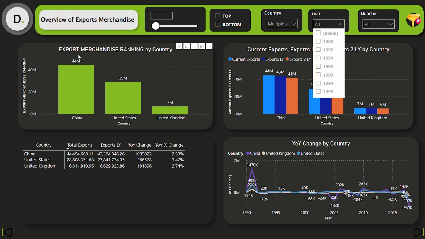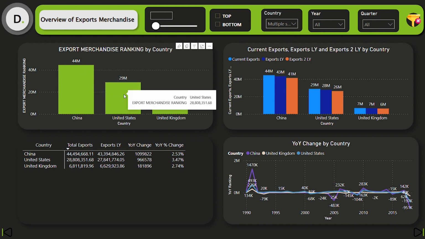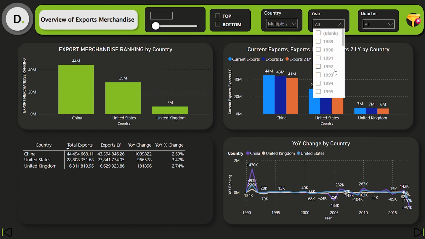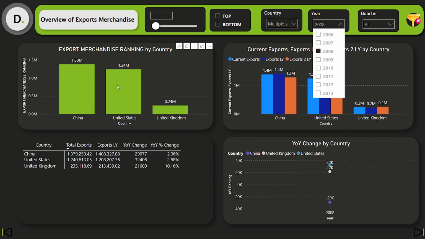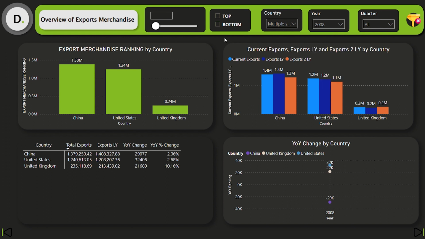So, we can see that the overall exports which China has done are equal to 44 million, which is almost 85% of what the US has done. Now, let's try to compare in the year 2008. Right, we can see there is barely a difference of 0.12 million between the United States and China in the year 2008, and the UK is lagging way behind in comparison to these two countries, right?